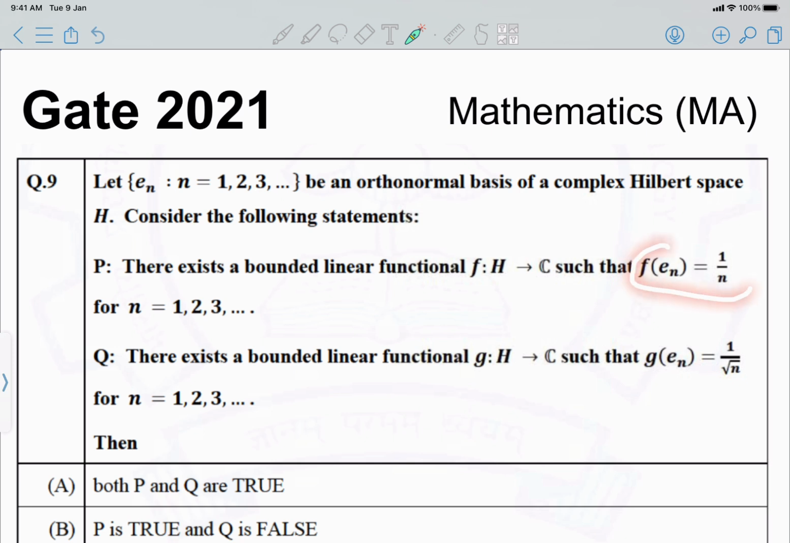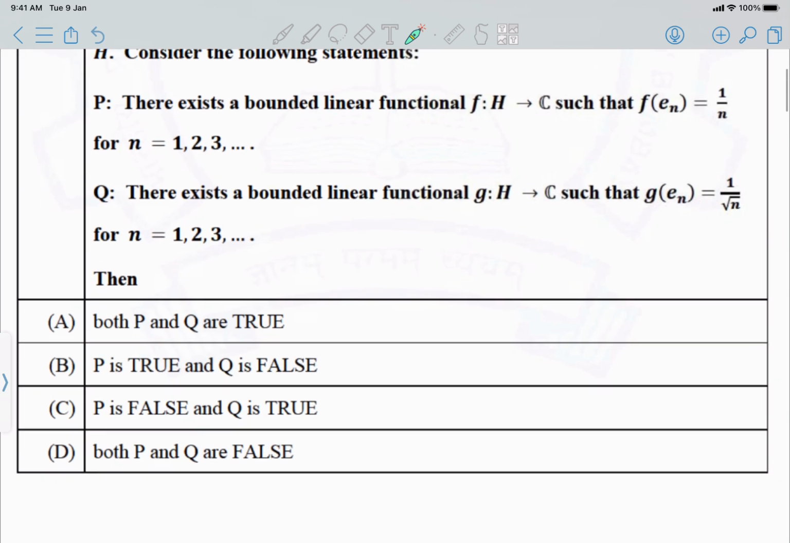f of En equals 1 by n. And Q says that there exists a bounded linear functional g from H to C such that g of En equals 1 by square root n. Then four options are given. You have to check which one is correct, which one is false. So true or false you have to check.